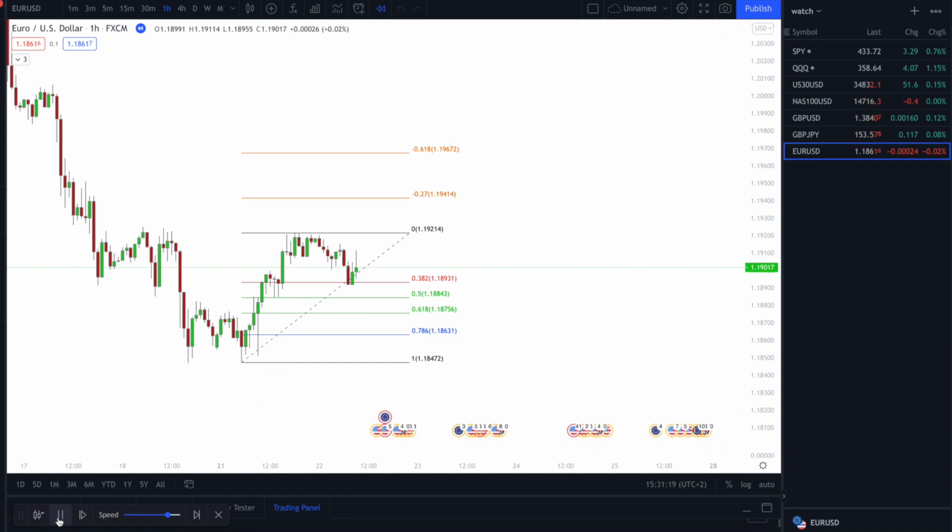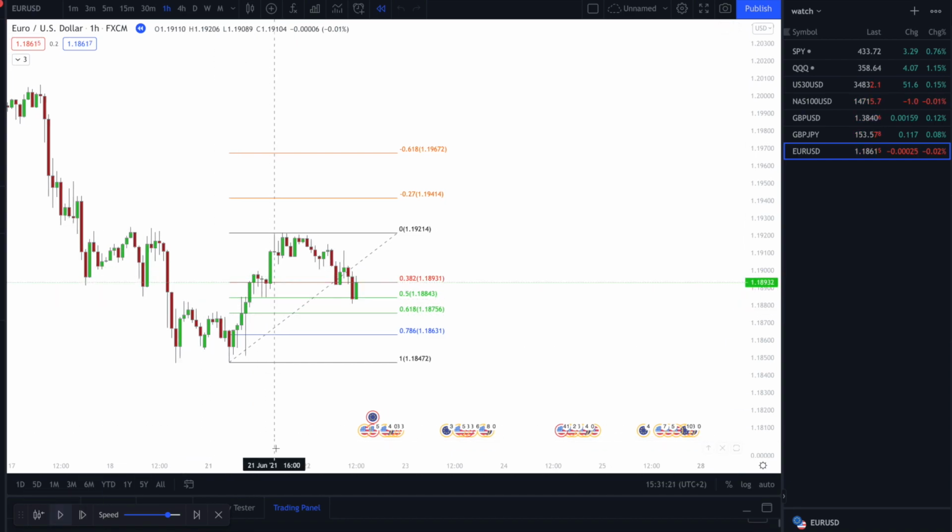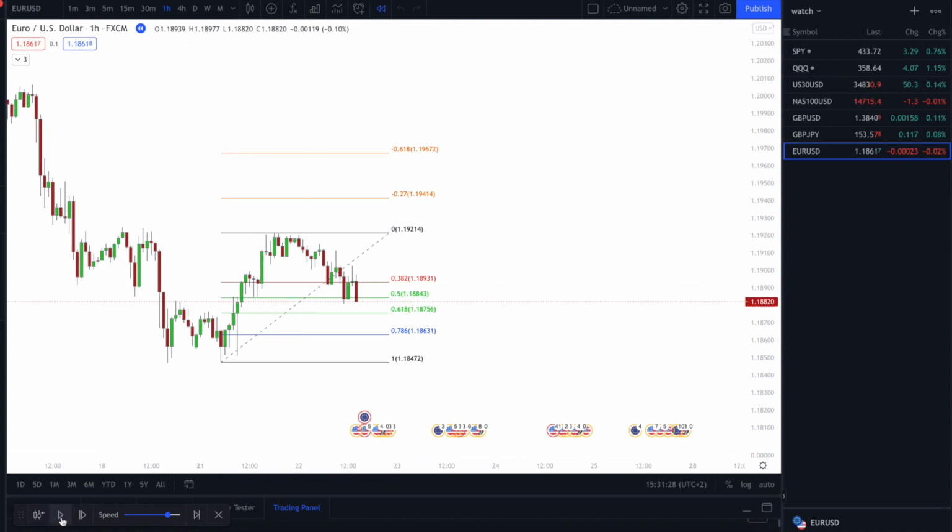So let's say you entered. As you can see, price pulls back to the 0.5. Now, let's keep playing. So this candle now, it gets interesting. We have 1, 2, 3 touches of the 0.5. Then we have a dragonfly doji, which is a bullish candle.